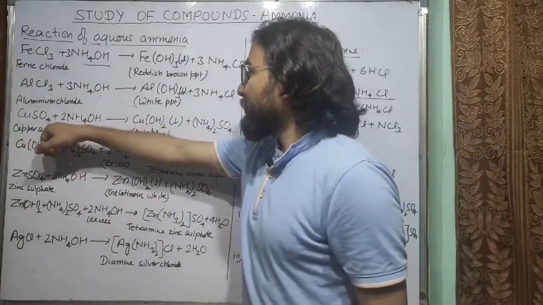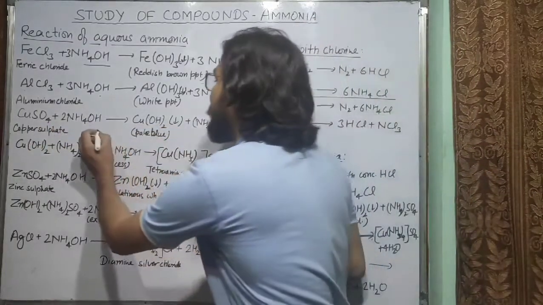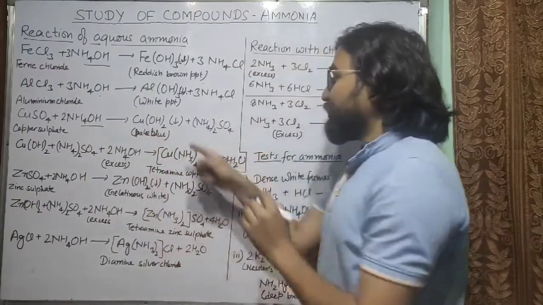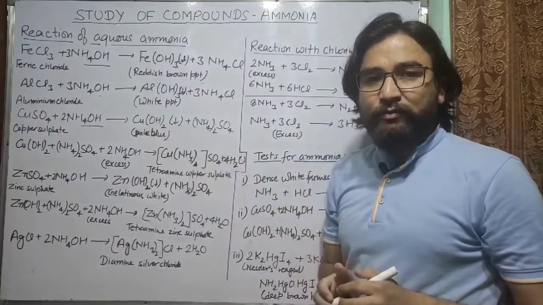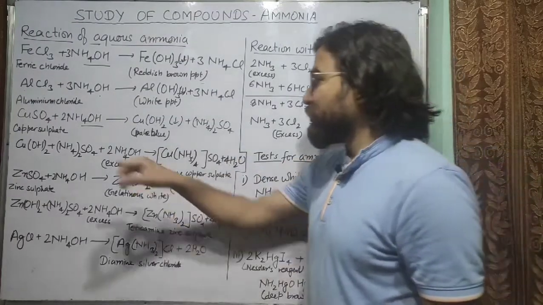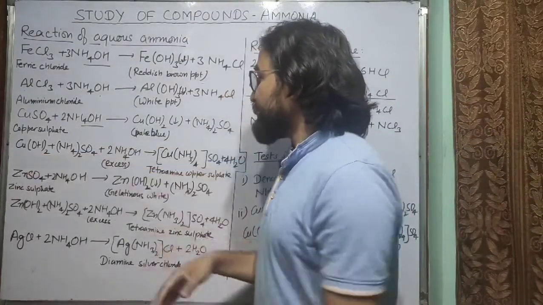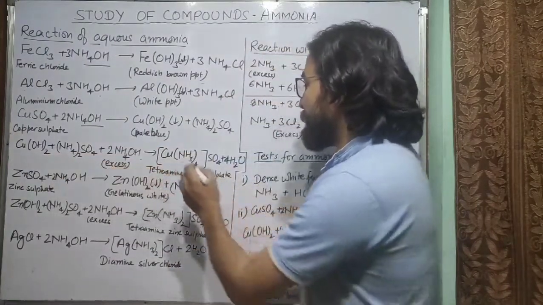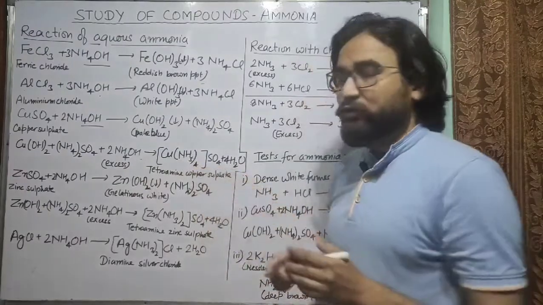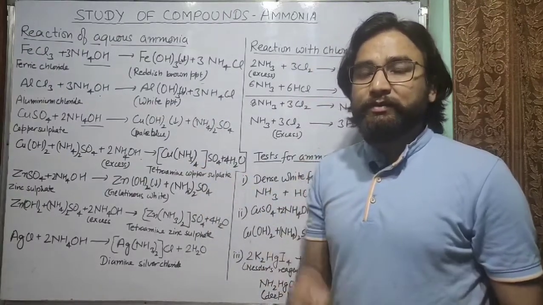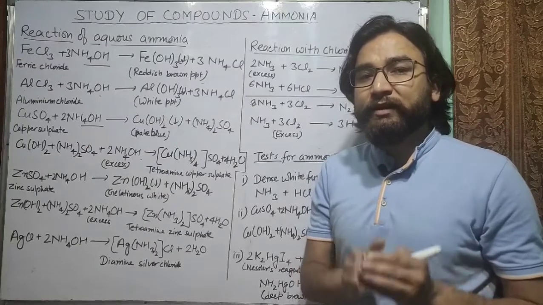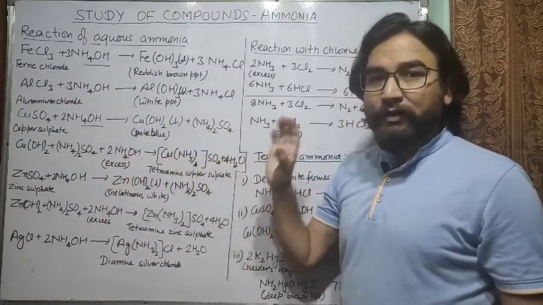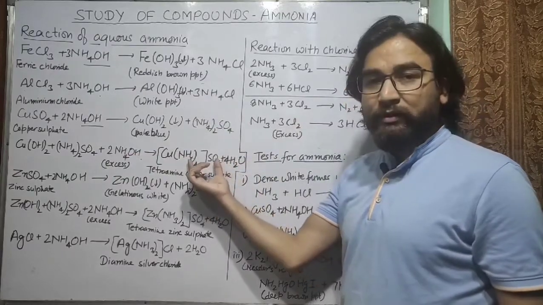Now if we talk about copper sulfate, copper sulfate with ammonium hydroxide will form a pale blue precipitate. This is copper hydroxide, which forms a pale blue precipitate, and this precipitate is soluble in excess of ammonium hydroxide. In excess of ammonium hydroxide it will form Cu(NH3)4SO4, that is tetraamine copper sulfate, which has a deep blue color and is soluble.